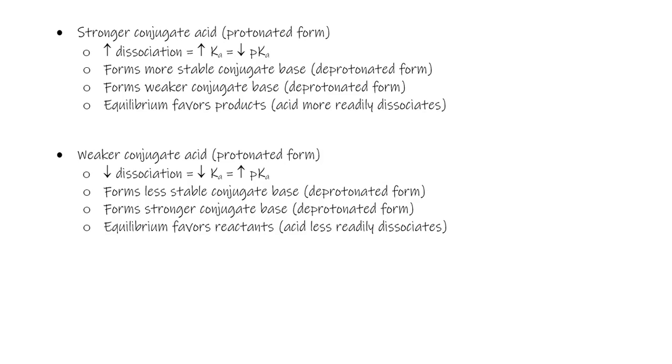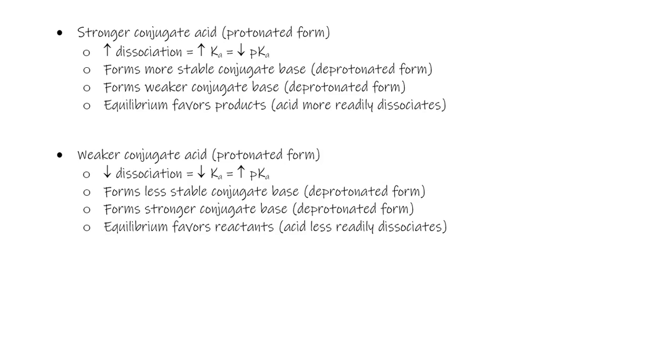A stronger conjugate acid undergoes increased dissociation compared to a weaker conjugate acid, and as such will have a higher value of Ka. This higher value of Ka corresponds to a lower value of pKa. Stronger acid equals lower pKa.